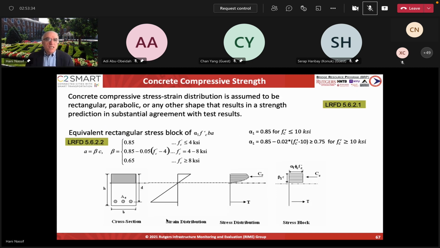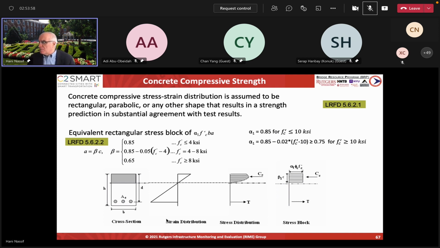Okay. And I just want to go over some of the provisions in the AASHTO. You probably have seen this in reinforced concrete books, but just to highlight it, this is a typical reinforced concrete section. This is the linear strain. We assume sections remain plane after bending.